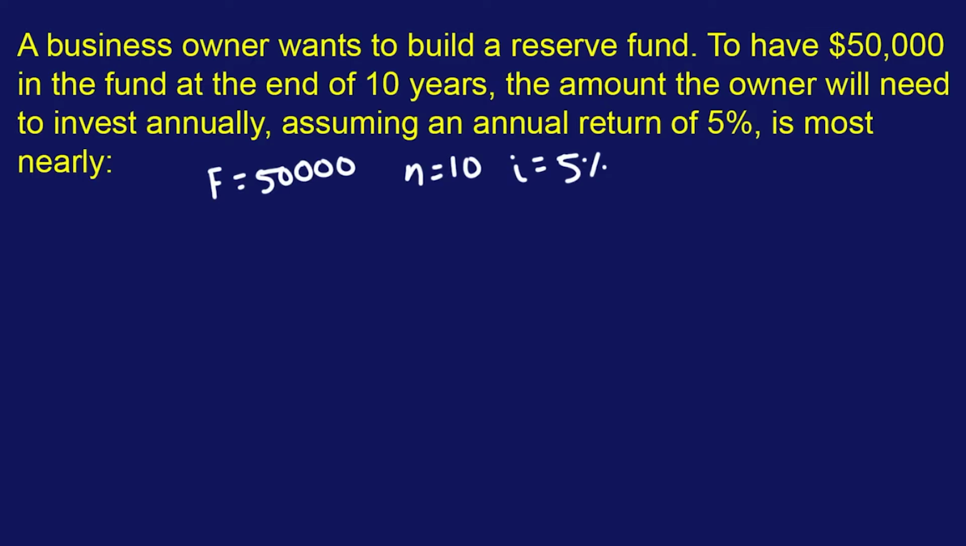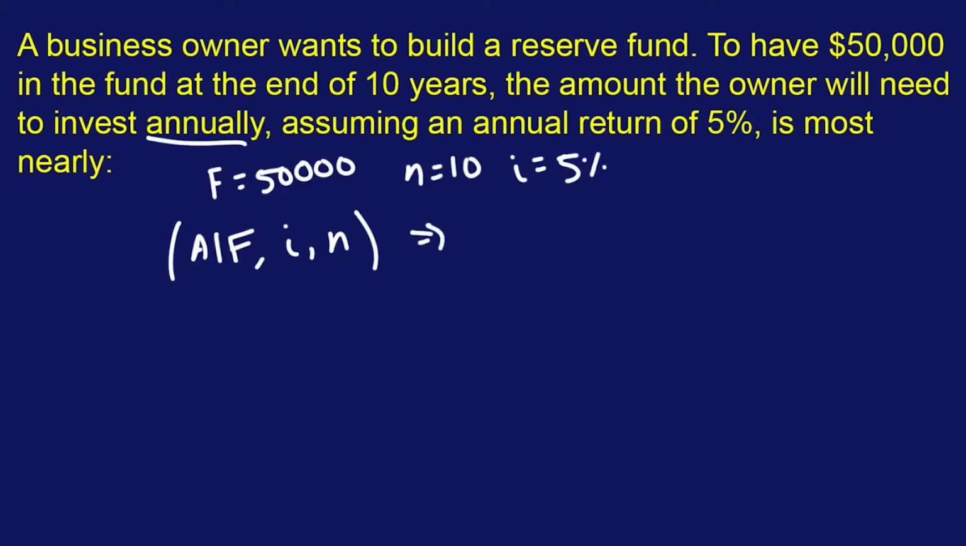And what we're trying to find is the amount the owner will need to invest annually. So what that tells me is that we need the equation of annual given present, or future actually, because we only know the future, we don't know the present, ironically. So we need the equation annual given future of the interest rate i and n.